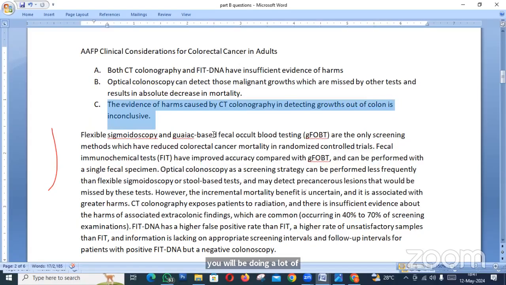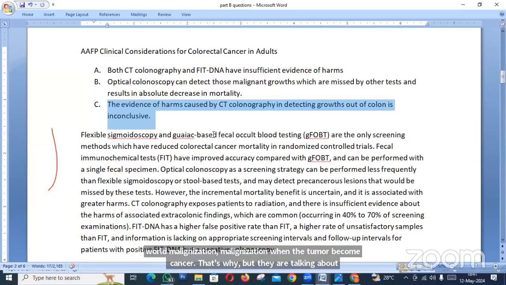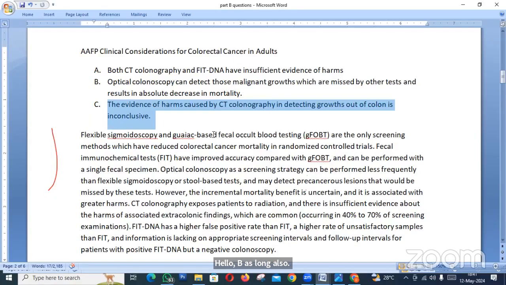Sir, B is not correct because of the word malignization, when the tumor becomes cancer. No, B is wrong also. We have already discussed B is wrong. B is wrong because they are saying incremental. An increase in mortality benefit means a decrease in mortality, and it is uncertain. It means absolute decrease in mortality, so 'results in absolute decrease in mortality' is wrong. We're not sure about the decrease in mortality. So B is wrong. Okay, now about A.